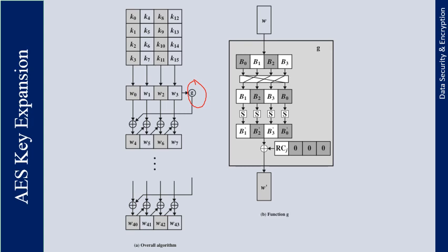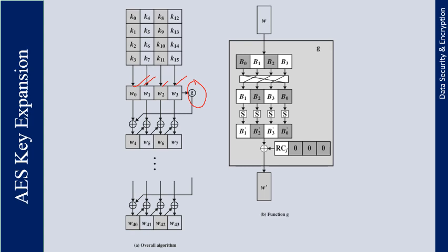First of all, it consists of the RotWord function that performs a 1-byte circular left shift on a word. That means an input word, if we say we have a word w0, w1, w2, w3, is transformed into w1, w2, w3 and w0, thus performing a 1-byte circular left shift.